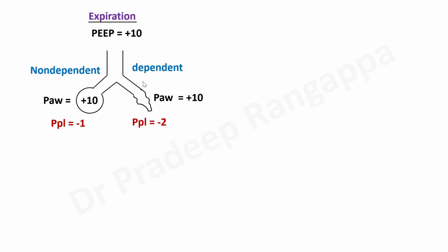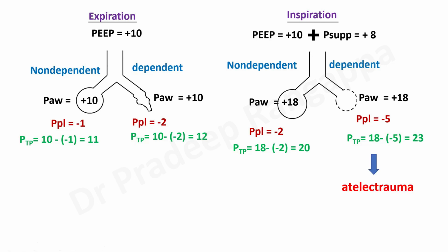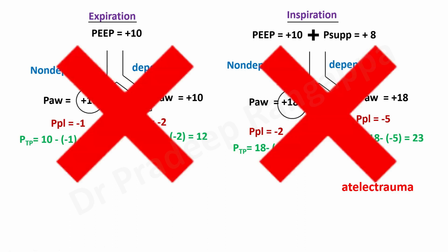So we increase the PEEP to 10. So I'll quickly run through these slides. So transpulmonary pressure becomes 11. So during expiration, it's not a problem. This is good enough. But during inspiration, you add pressure support. So with 10 of PEEP, you have done some good in opening this alveoli. Transpulmonary pressure has become 20, but here the opening is not complete. Transpulmonary is good enough, but it is still not fully opened. So there is opening and closing of this partially distended alveoli, which leads to atelectrauma. Even this situation is not good enough for us.